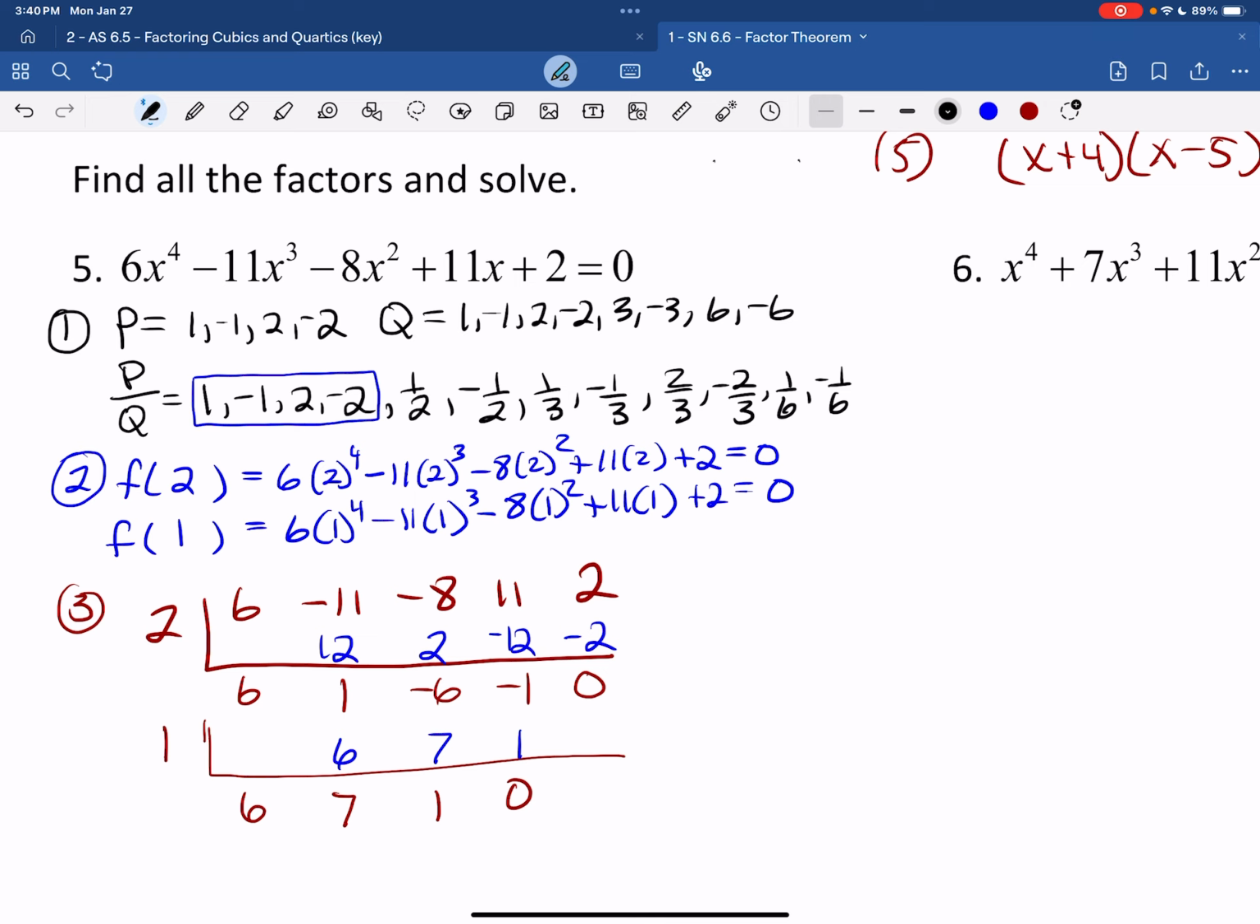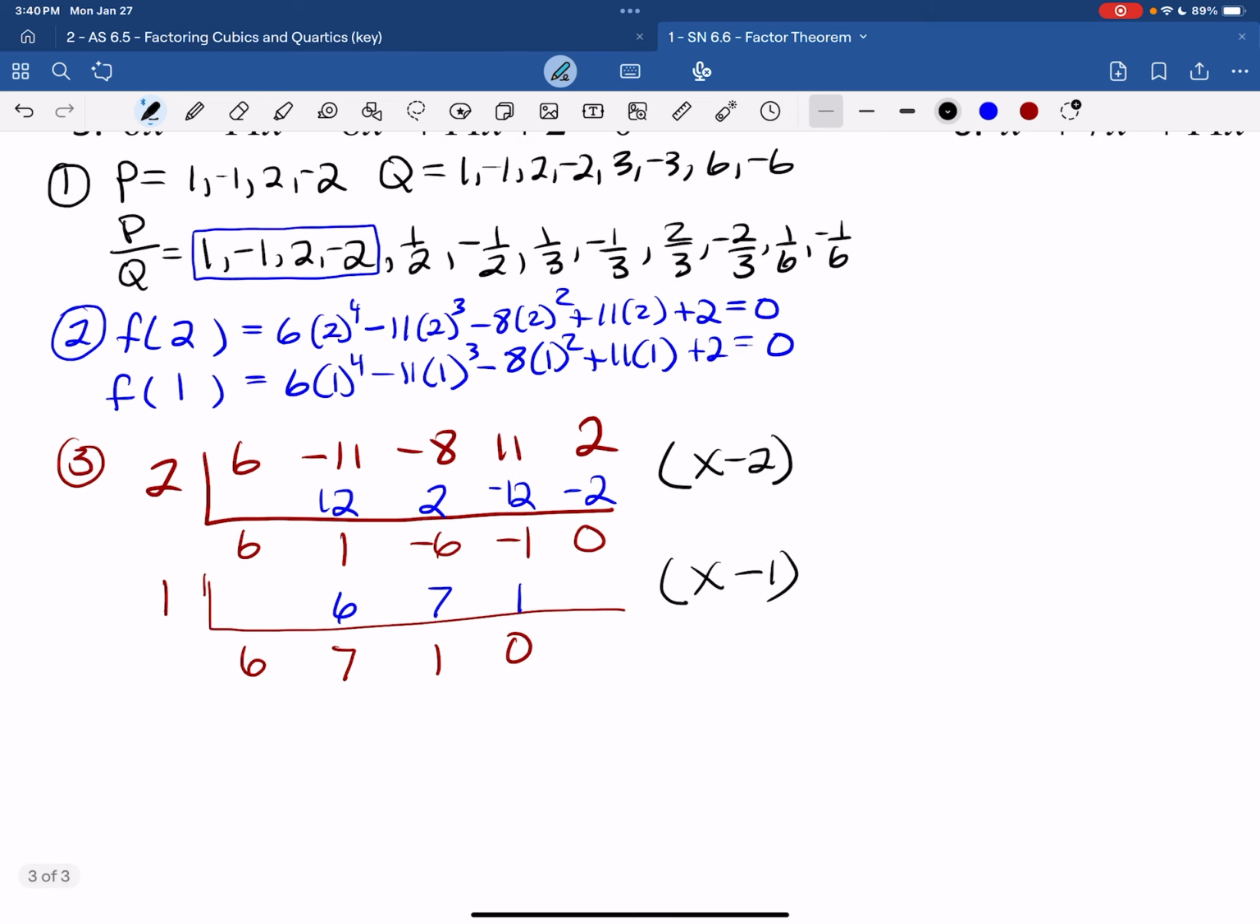So I know that since I synthetically divided by 2 and got a 0, that was a factor of x minus 2. And since I synthetically divided by 1, then that would be x minus 1. Okay, now we're off to step 4. Step 4, I'm going to factor.